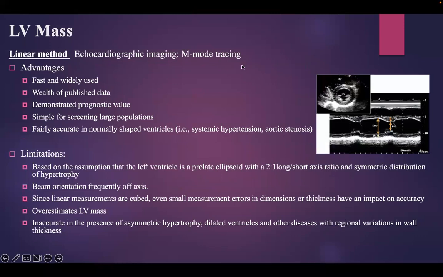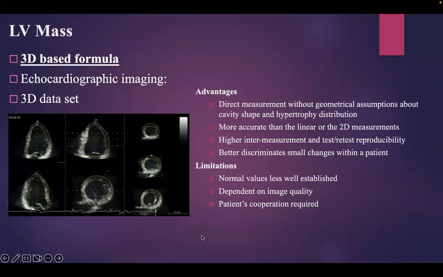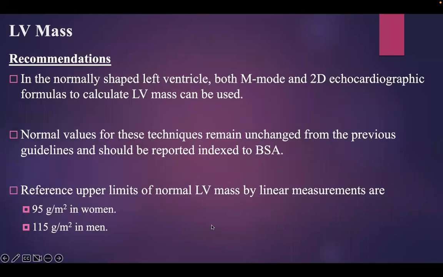The advantage is it is fast and widely used, and has a wealth of published data. And there are a lot of limitations because it involves a lot of assumptions on the LV size. Again, we can usually calculate by measuring the LV internal dimension and the posterior wall thickness, and we can use the formula to calculate. 3D, again, it can be used to calculate. I'll not go into the details of this.